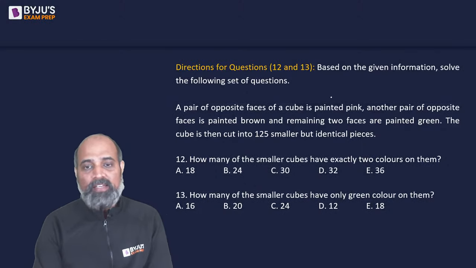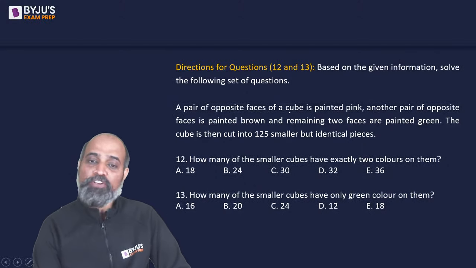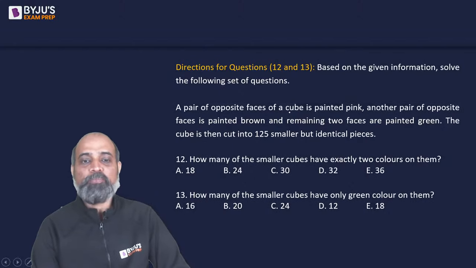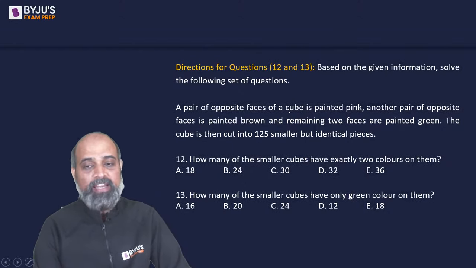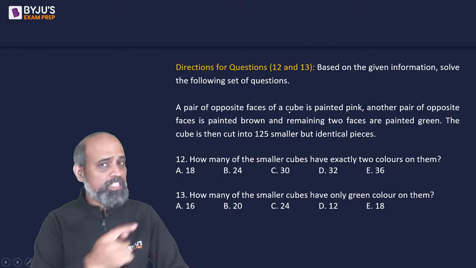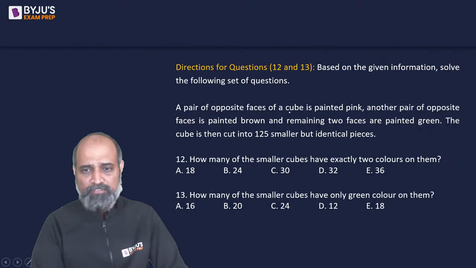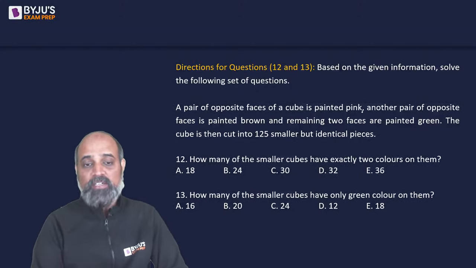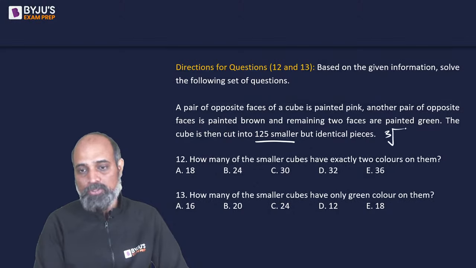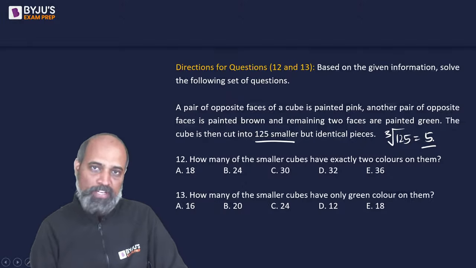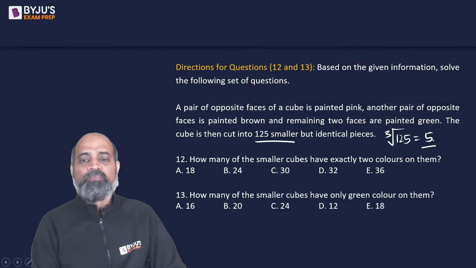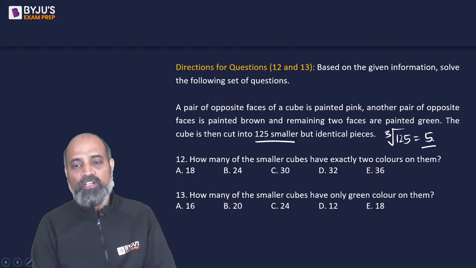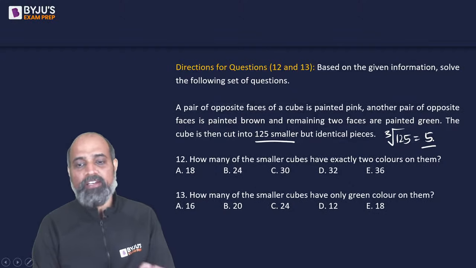Okay. Next is a pair of opposite faces of a cube is painted pink. Another pair of opposite faces is painted brown, and remaining 2 faces are painted green. So same question as before, just that the colors have changed, and instead of adjacent ones, we have opposite ones. The cube is then cut into 125 smaller but identical pieces. So cube root of 125, 5. Every edge will have 5 cubes. How many of them have exactly 2 colors of them? How many have only green color of them?